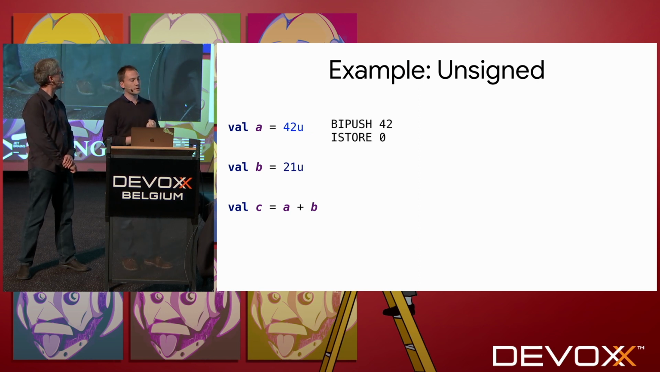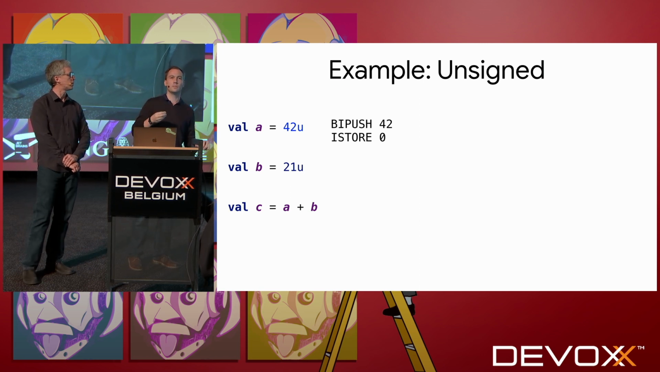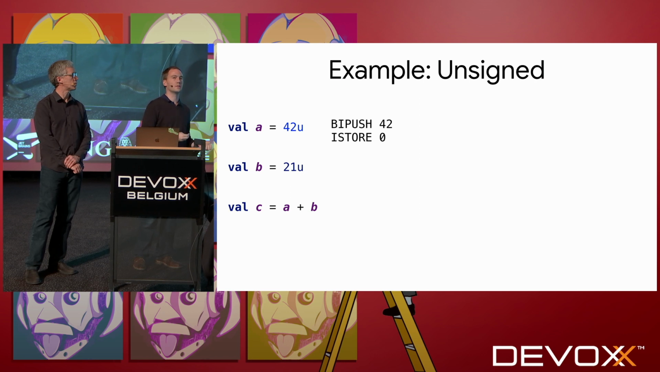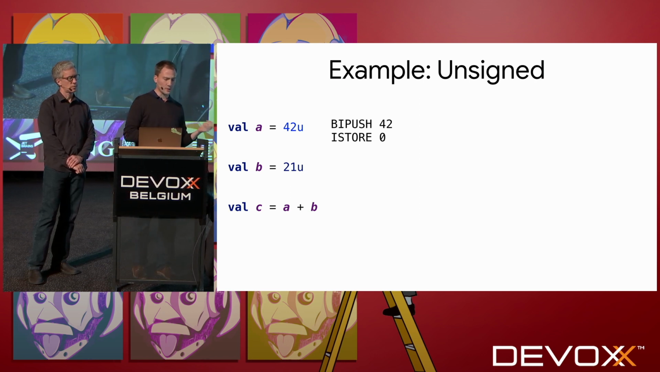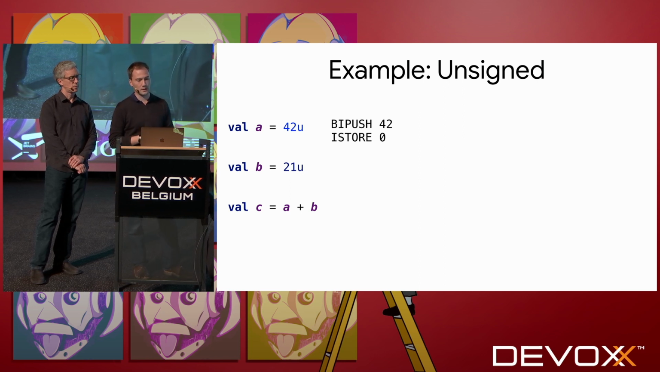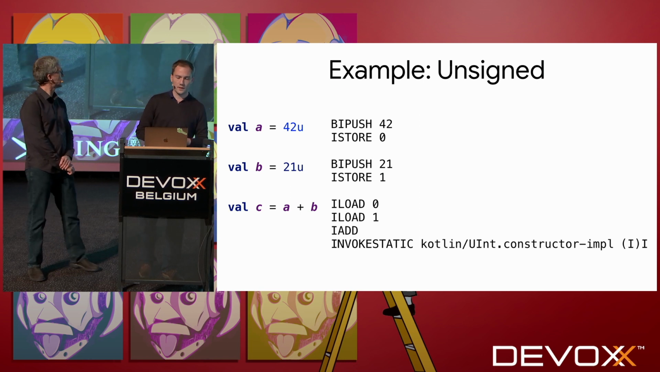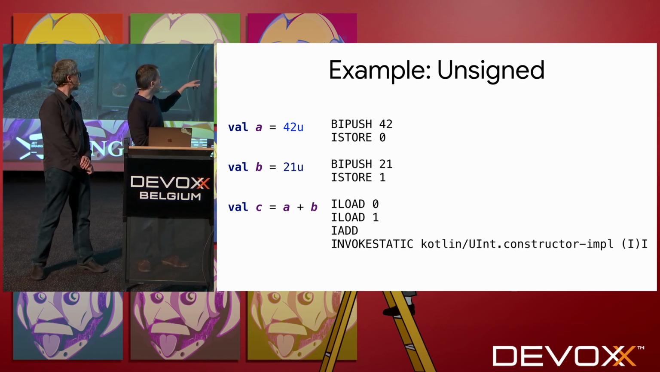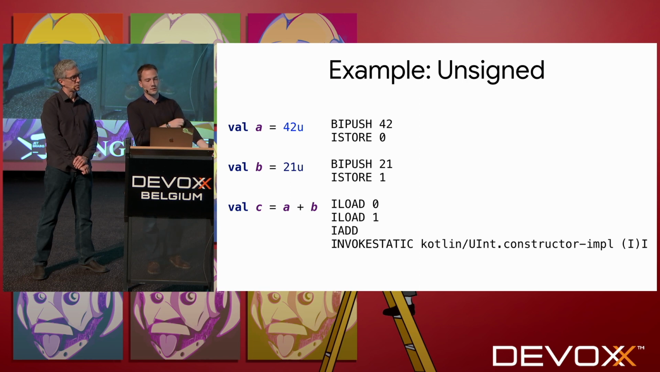So if you use a 42 as an unsigned, it's just going to push the integer 42. Remember, the JVM bytecode or the class bytecode does not know anything about unsigned. Unsigned are not native types for Java bytecode. But here, we can just use it as an unsigned. Same thing for the next value, and then when we want to add them, it's going to call iadd. So it loads the first value A, it loads the second value B, and calls iadd. It is the integer add, and that works for all unsigned values as is.